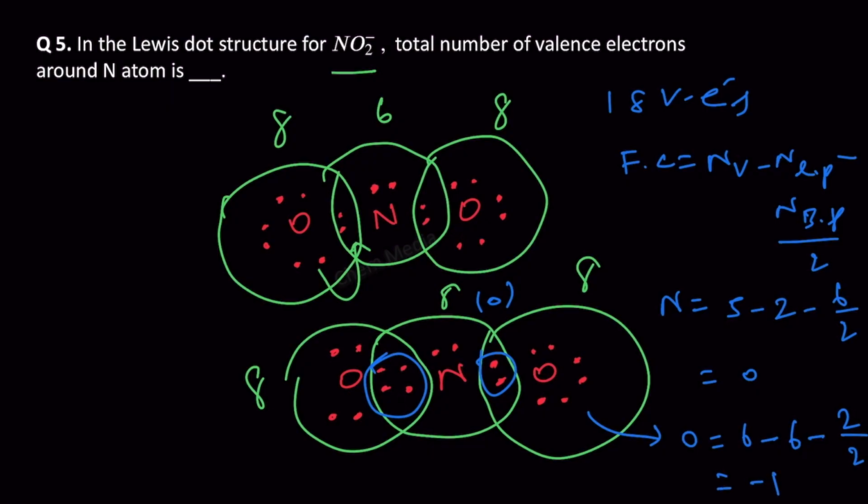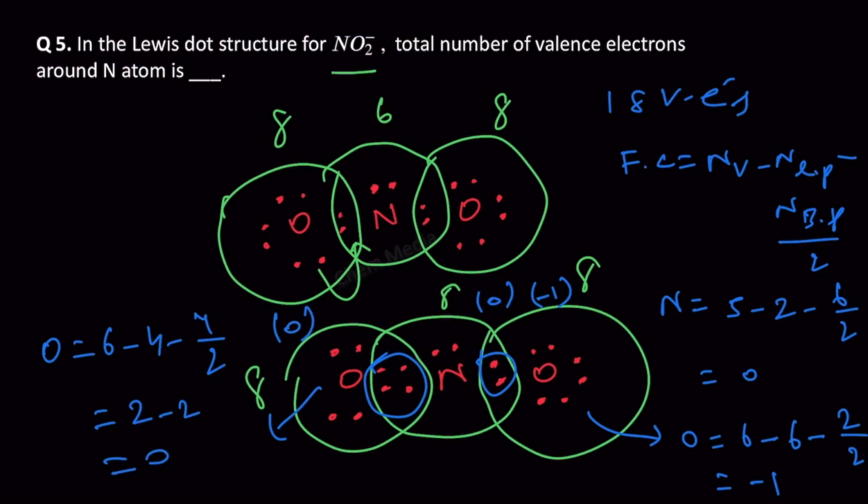So it would be minus 1 for this oxygen, and then if we calculate the formal charge for this oxygen atom that is there on the left hand side, then it would be 6 minus 4 minus 4 by 2. Therefore, this will be 2 minus 2, and that is equal to 0. So we do get the net charge of minus 1 if we sum up everything, but at the same time, for nitrogen as well as one of the oxygen atoms, the formal charges are 0. Therefore, this is the best Lewis structure.